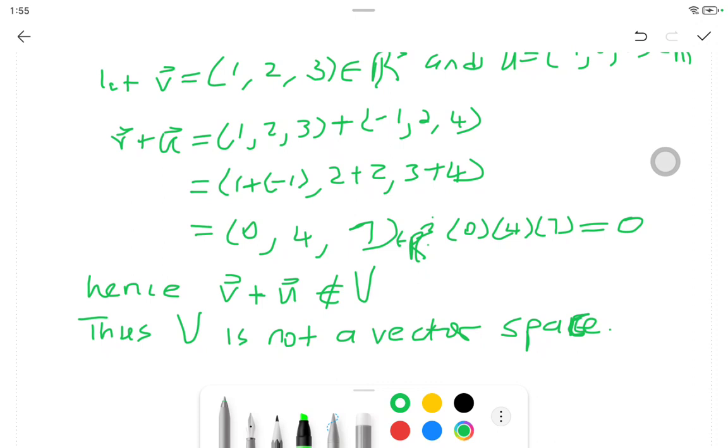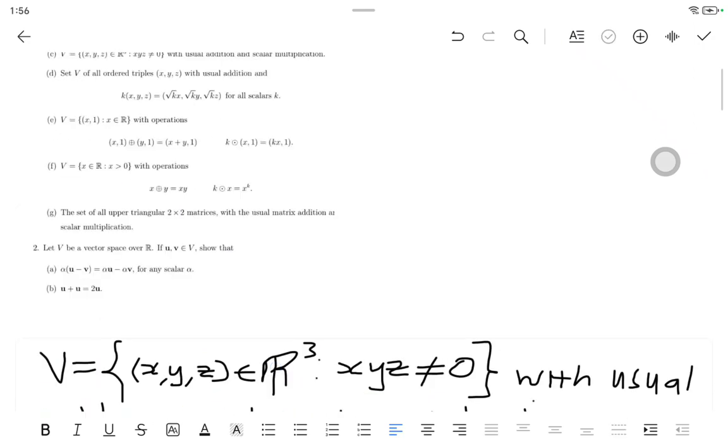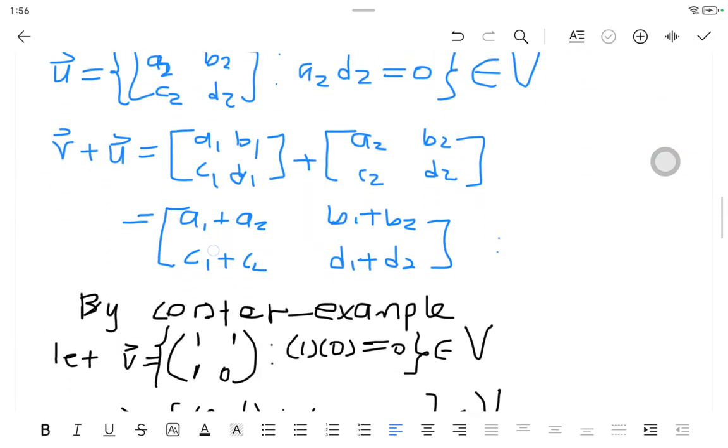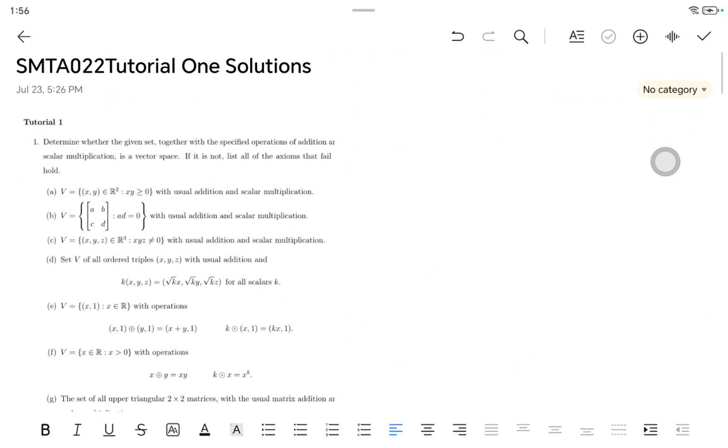Since we have proven that it is not a vector space, now we can try to come up with another one to see what we can do. We have seen most of the times how we used to prove this. We can look at D. They say that this is the set V of all ordered triplets x, y, z with usual addition and scalar multiplication.